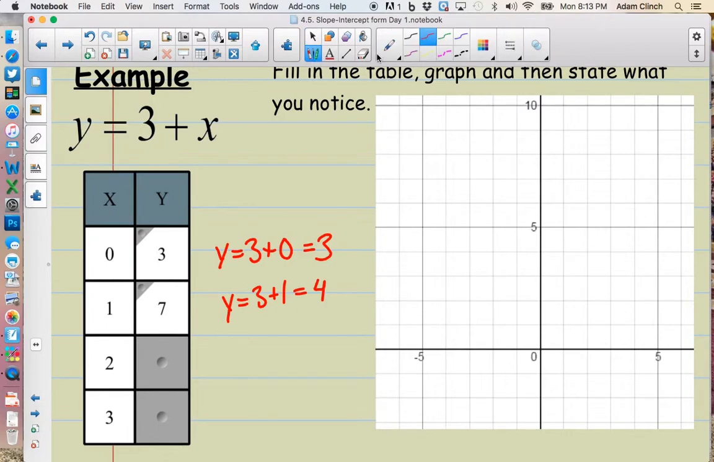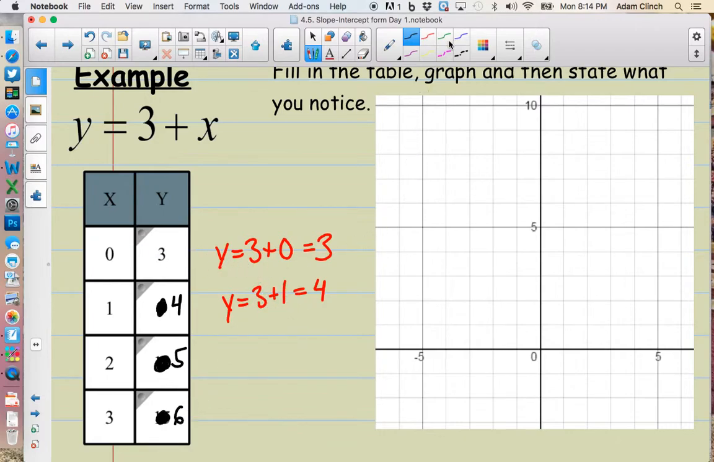I might have changed this before going in. So this right here, let's cross it out. This should be a 4. I'm guessing the other ones are incorrect. If I put 2 in here, I should get y equals 5. So that shouldn't be an 11. That should be a 5. And then the last one, if I put 3 in for x, that should not be a 15. That should be a 6. So my table should actually look like that.